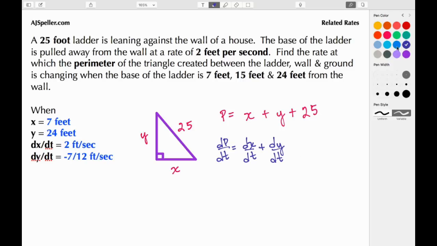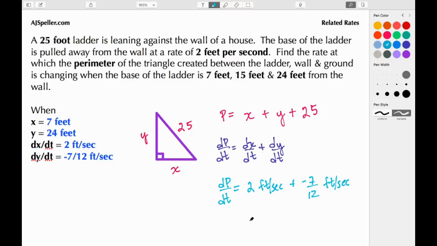So now we can go ahead and do our substitutions to solve for this problem. So we have dp/dt, or the change in perimeter over time. We're going to substitute in dx/dt, which we see here as 2, and again, that's feet per second, plus dy/dt, which is negative 7/12 feet per second.